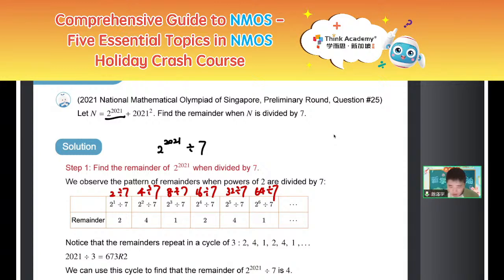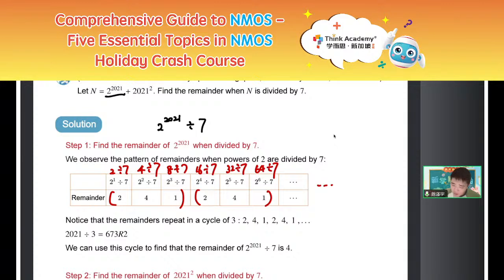Oh, easy. I already see some people say easy, as long as you just find out the pattern. It's 2, 4, 1, 2, 4, 1, right? 2, 4, 1, 2, 4, 1. So three powers in a group. Right now, we have all the way to 2 to the power of 2021. So all we need to do is find out how many groups there are and which one of these in the group 2021 corresponds to.